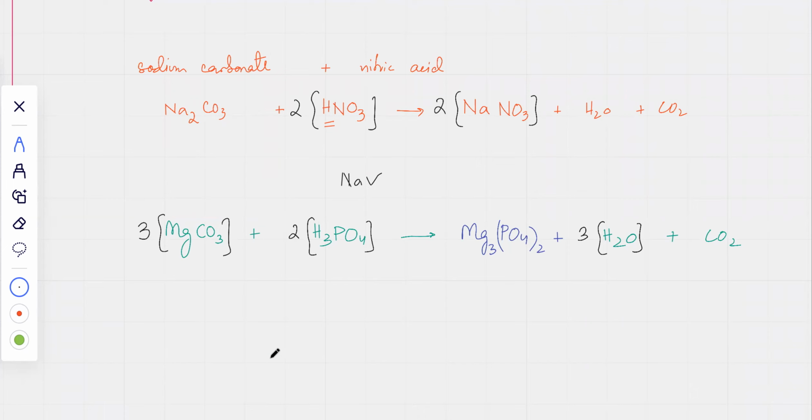You're done with magnesium. It's carbon. So you can start with carbon. How many carbons do you've got here? 3. So you'll multiply. There's only 1 carbon over here, so you'll multiply this by 3. So carbon is also done.